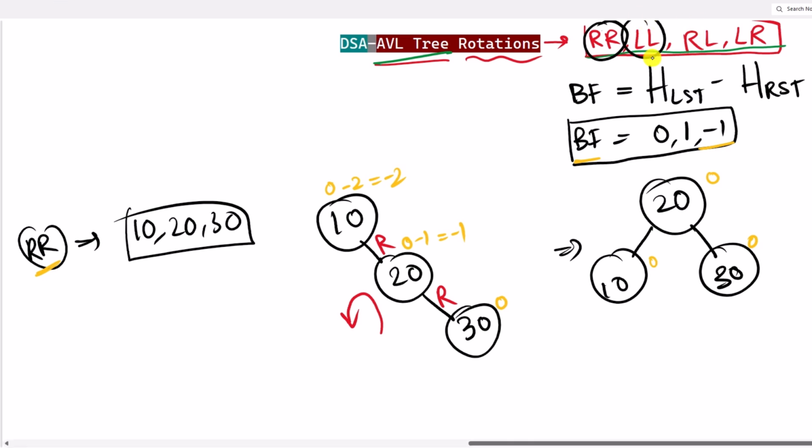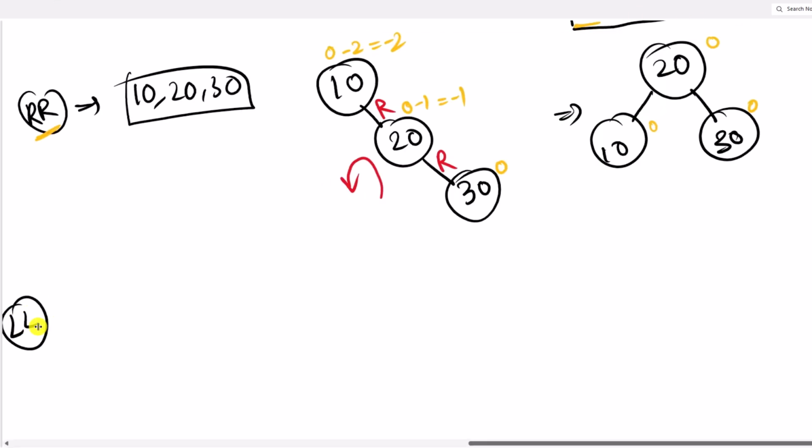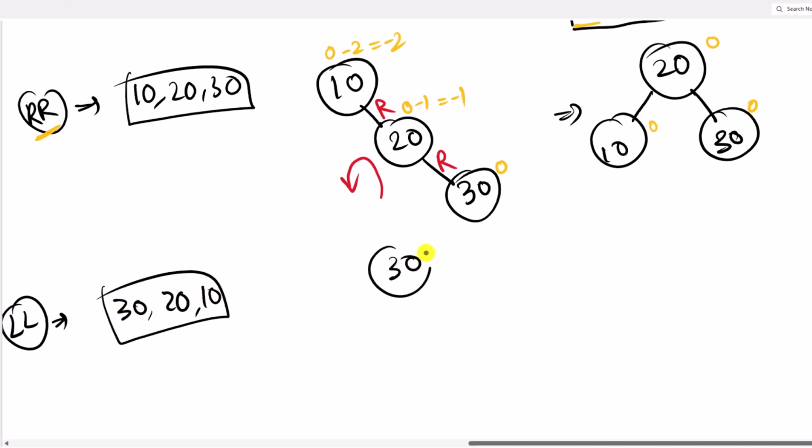Next we have the LL rotation. So in case of the LL rotation, suppose we have 30, 20 and 10. So that means first of all we are going to have 30, then on the left side we are going to have 20, and then on the left side we are going to have 10. So now if we check the balance factor, the leaf node has the balance factor of 0, the node 20 will have the balance factor of 1 minus 0, which is 1, so that means it is also balanced. For the node 30, the balance factor is 2 minus 0, which is 2. So clearly the node 30 is not balanced.